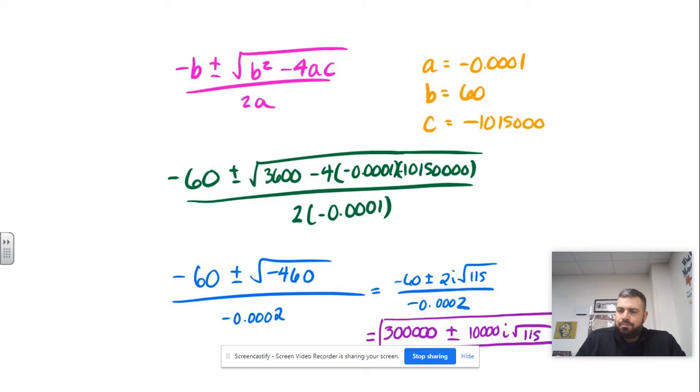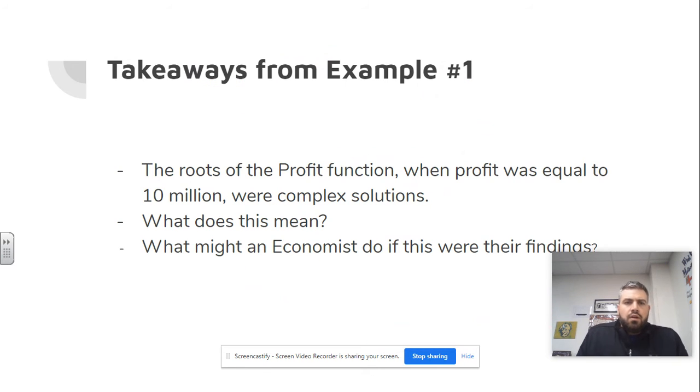So why is that, right? So let's look at some takeaways from this problem. We know that the root of the profit equation, when the profit is equal to 10 million, is a complex solution. So what does it mean? That means that, from our quadratic equation, our profit equation is quadratic, and it's going to have a max height. And so we could solve for that max height, and it's going to be something bigger than 10 million, right?